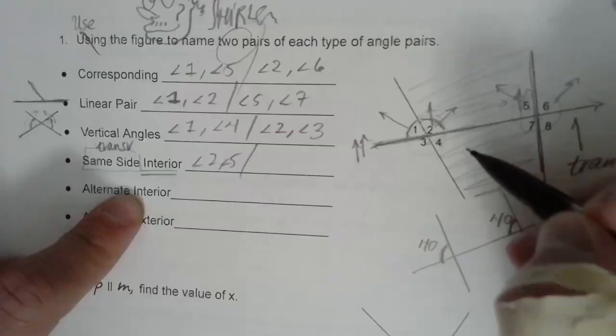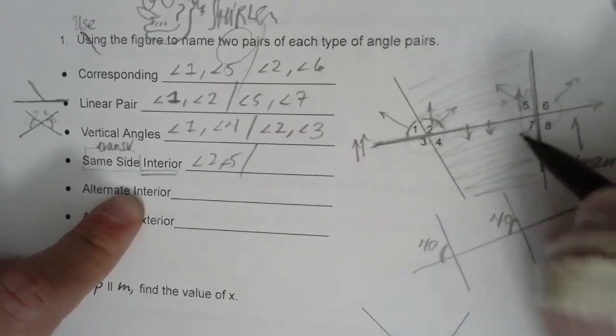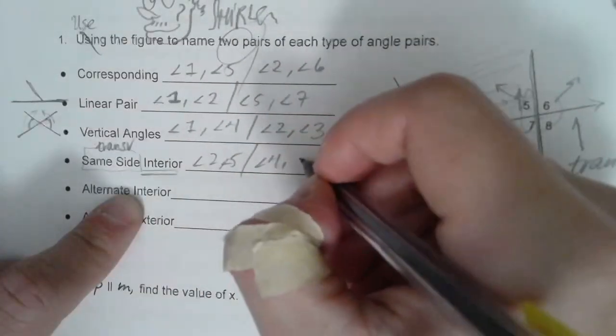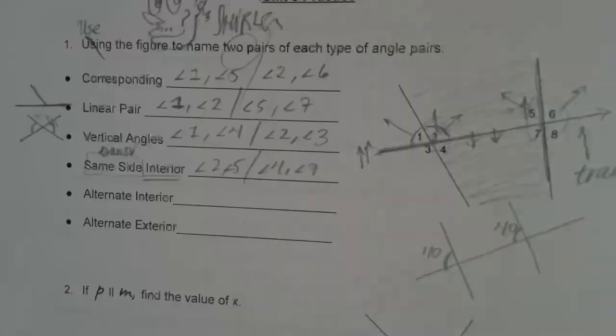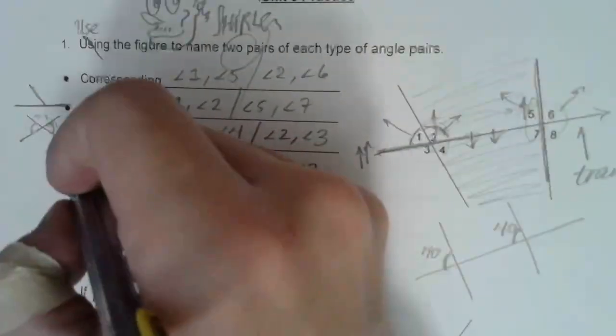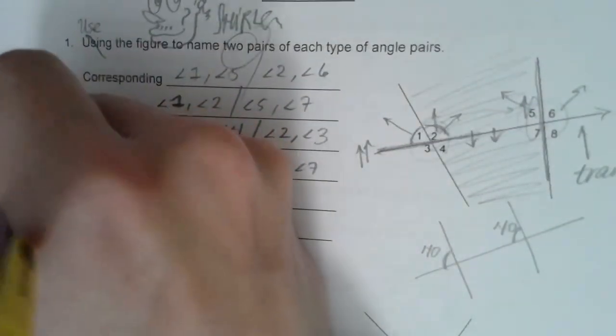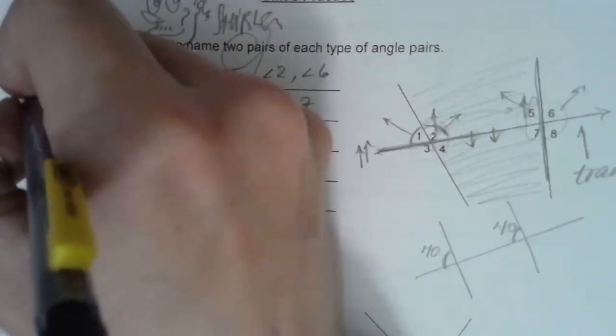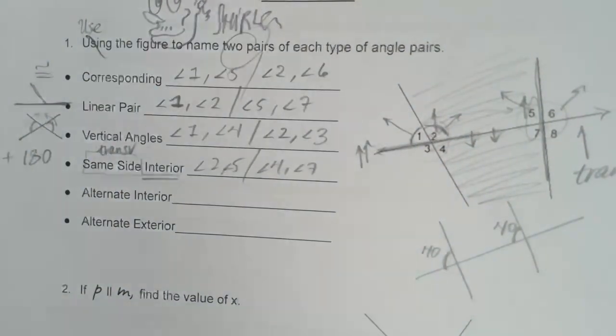On the other side of the line, both on the bottom, we have 4 and 7, who also go together. So those are my two same side interior angles, and whenever lines are parallel, these angles are supplementary. Alrighty? Whenever these lines are parallel, they are congruent. Alright?